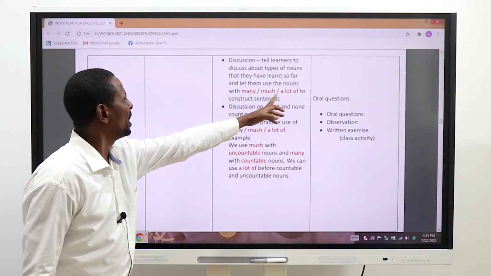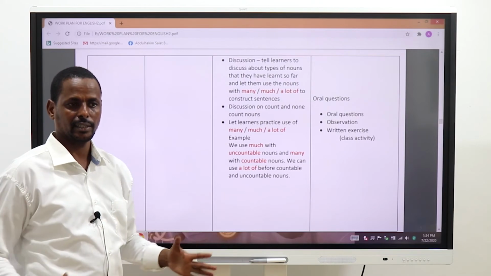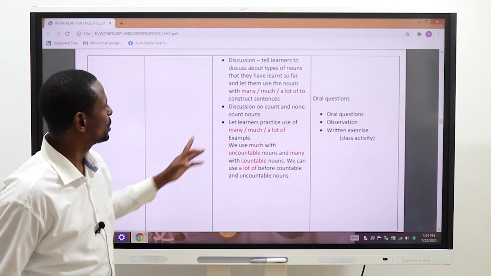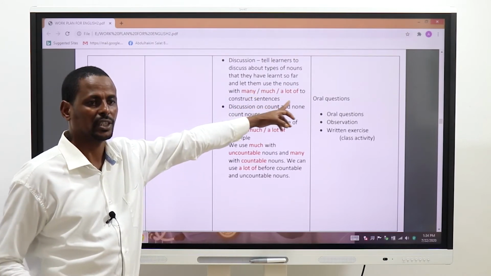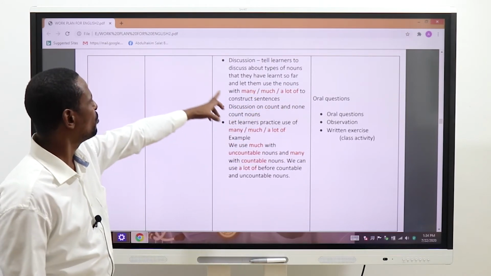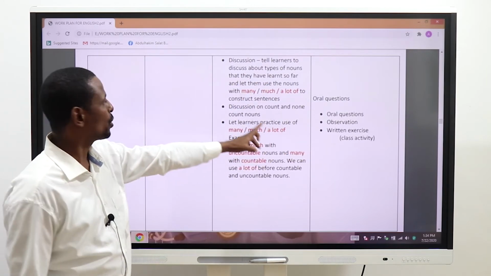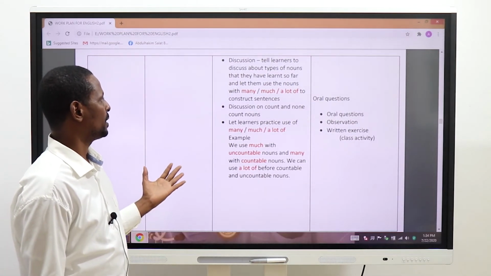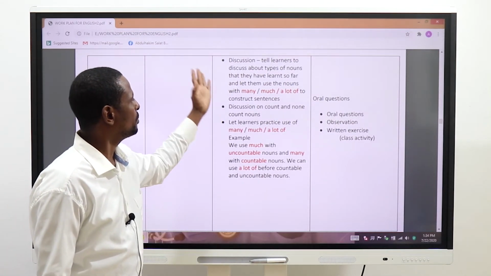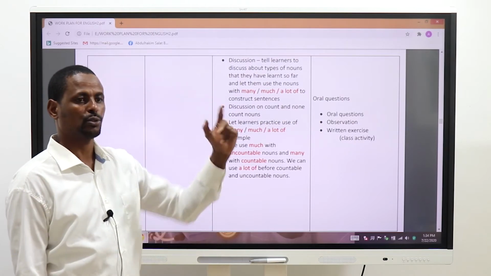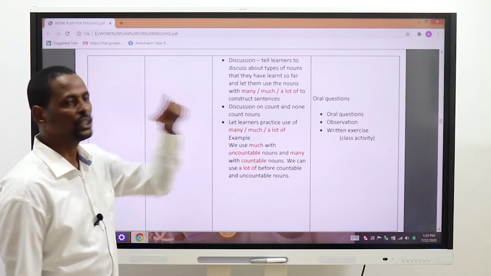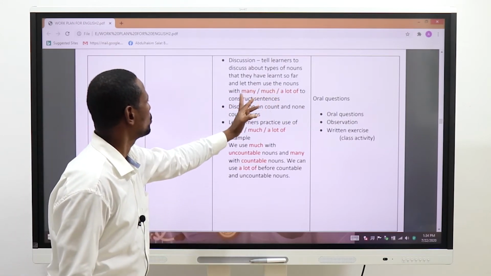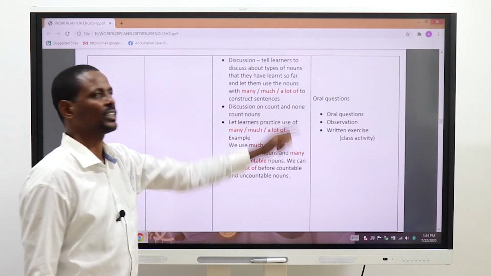Which word will I use if I want to quantify? If I want to talk about the number of students in the class, which one will I use? Will I say how much students are in the class? Will I say how many students are in the class? Or how will I quantify? Will I say there are a lot of students in this class, or there are many students in this class, and so on. Let them use the nouns with many, much, a lot of, to construct sentences.